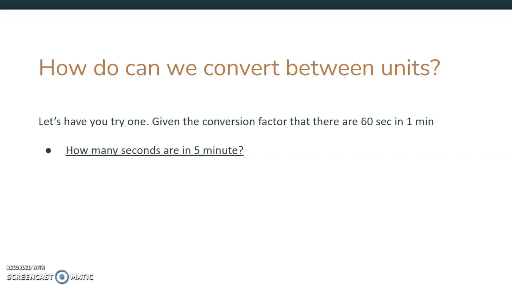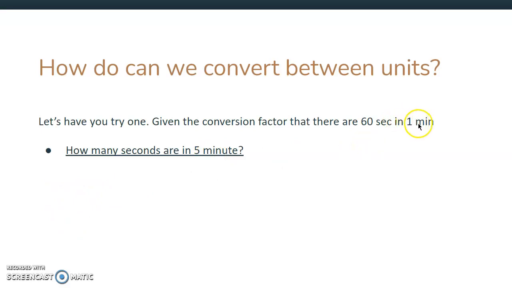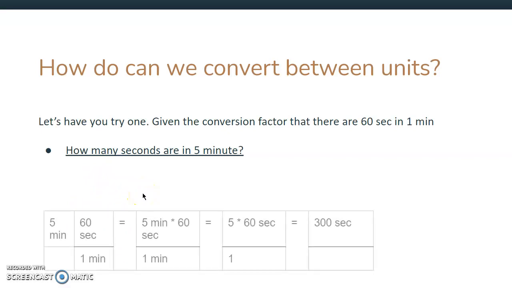I want you guys to try this on your own. Given the conversion factor that there are 60 seconds in 1 minute, how many seconds are in 5 minutes? I want you to draw these little charts out like we've been doing. So we would start with 5 minutes. Our conversion factor is going to be 1 minute for every 60 seconds. So it would be 5 minutes on the top, we would do 1 minute on the bottom, times 60 seconds, and then simplify it across.